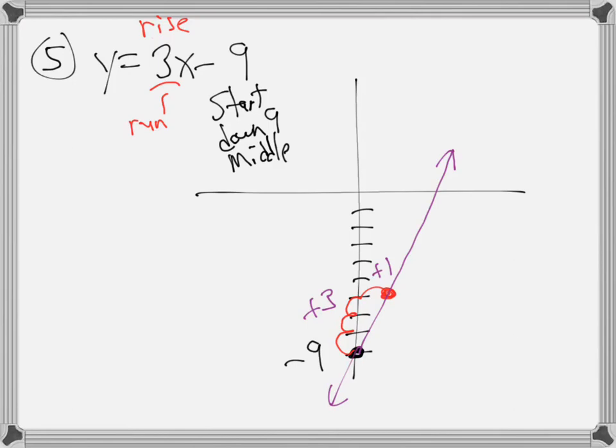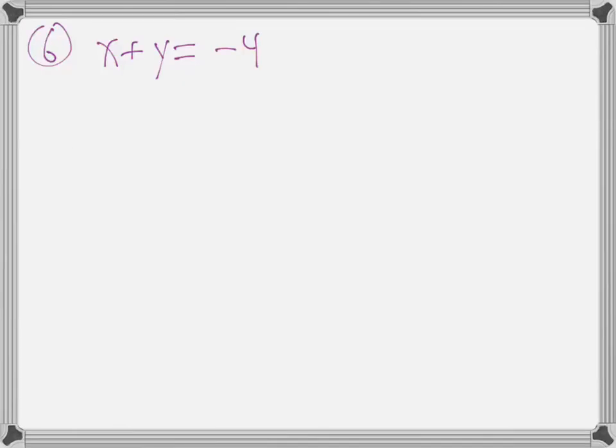Graph and straight lines? Different. What is different about this one? Why do we have to do something different? Both variables are on the same side. Yeah. What do we have to do? Y equals, yeah. We have to get that Y alone.